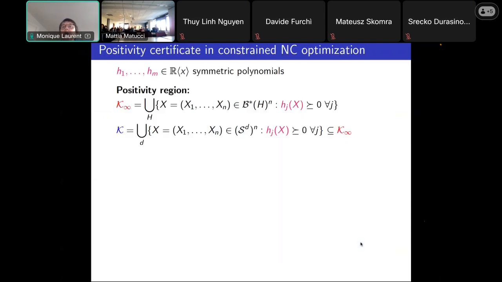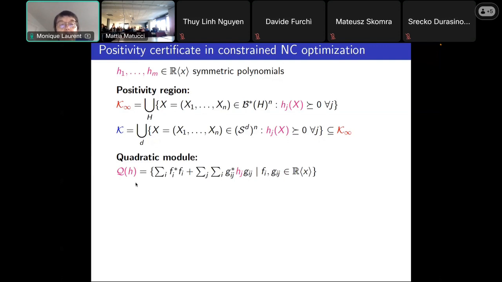So this is what we can say about the unconstrained case. Let's move on now to the constrained case, because this is the setting of non-local games. Now the constraints are given by the symmetric polynomials h1 up to hm. I recall the definition of the feasibility region, K infinity, where you run over all Hilbert spaces and over all possible tuples of bounded operators satisfying the constraints. And in blue, K is what we get if I restrict myself to matrices instead of infinite dimensional Hilbert spaces. So this is a smaller subset of K infinity.